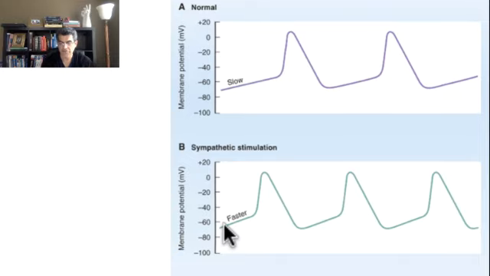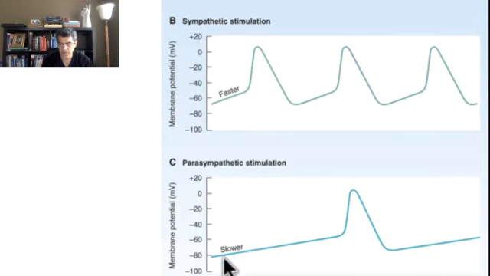How about the effect of parasympathetic? As you can see, parasympathetic is going to make stage 4 much longer. So how does parasympathetic work? Parasympathetic is going to block cyclic AMP, so therefore phase 4 is going to be longer, and it also is going to open the potassium channel and allow potassium to get out. As a result, your membrane potential becomes even more negative than -60.